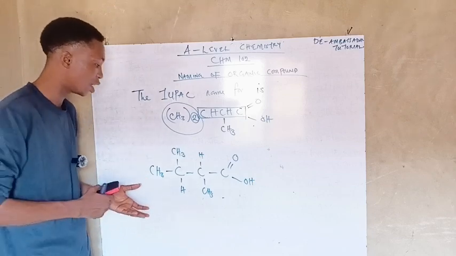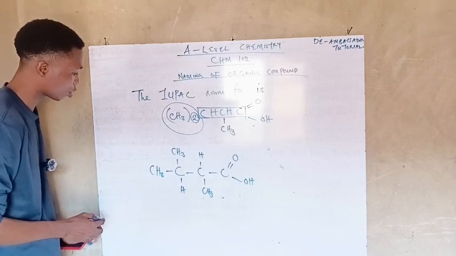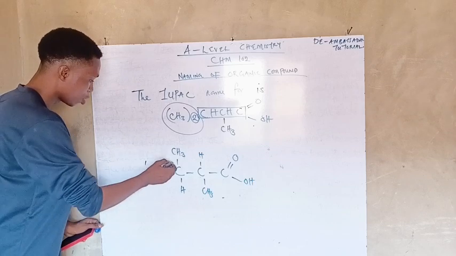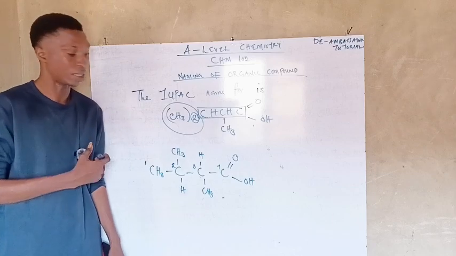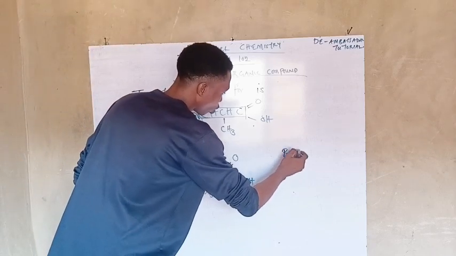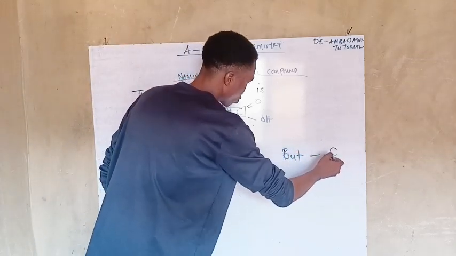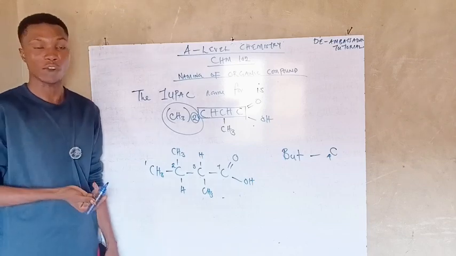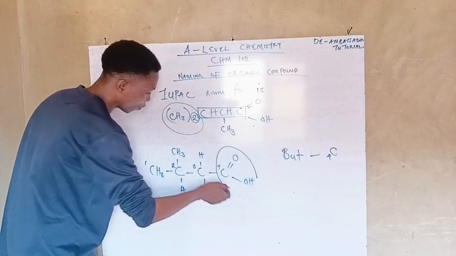So how do we name this? The first thing is to count the longest carbon chain. So looking at the longest carbon chain, picking from my left hand side, I have 1, 2, 3, and 4. Anytime we have 4 carbon atoms, it's usually called butane, or just call it but. 4 carbon atoms are called but. And the next thing to get is to find the functional group. Where do we have the functional group? It's at this area we have the functional group.